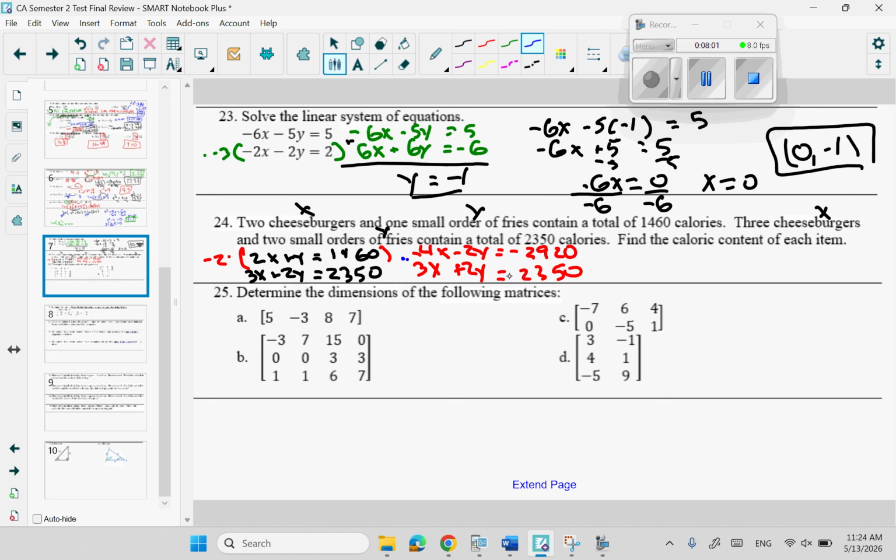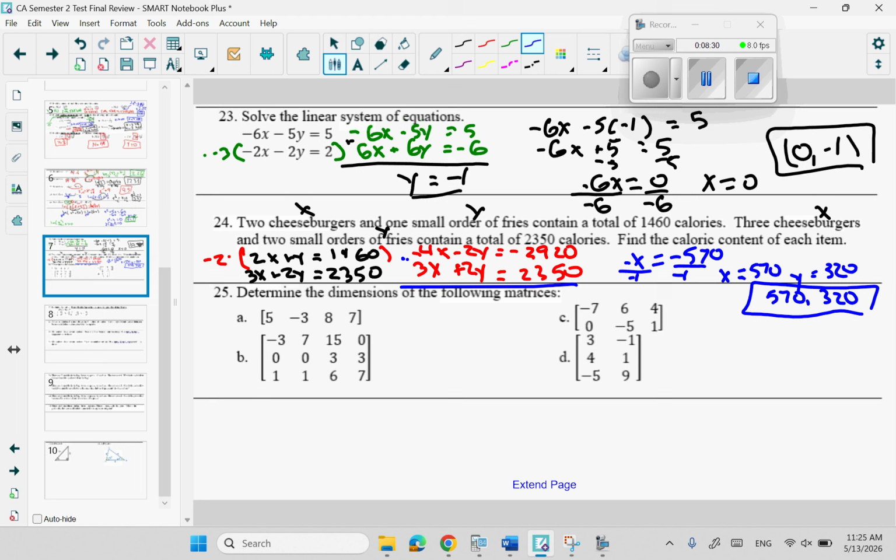I can combine those together. So I get -x equals -570. Divide by a negative, we get x equals 570. And I can plug that into one of my originals and solve for y, just like we did up here. We get y is 320. So it's 570 and 320.